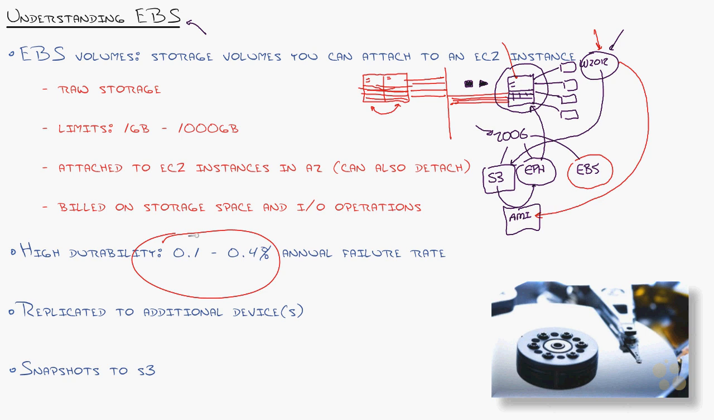That's how they get this annual failure rate of an EBS volume of 0.1 to 0.4%. Essentially, they're saying the chances that you could lose an EBS volume is 0.1 to 0.4%. Compare that to S3, which has a 99.999% durability in there, and you go, wow, there's no comparison.